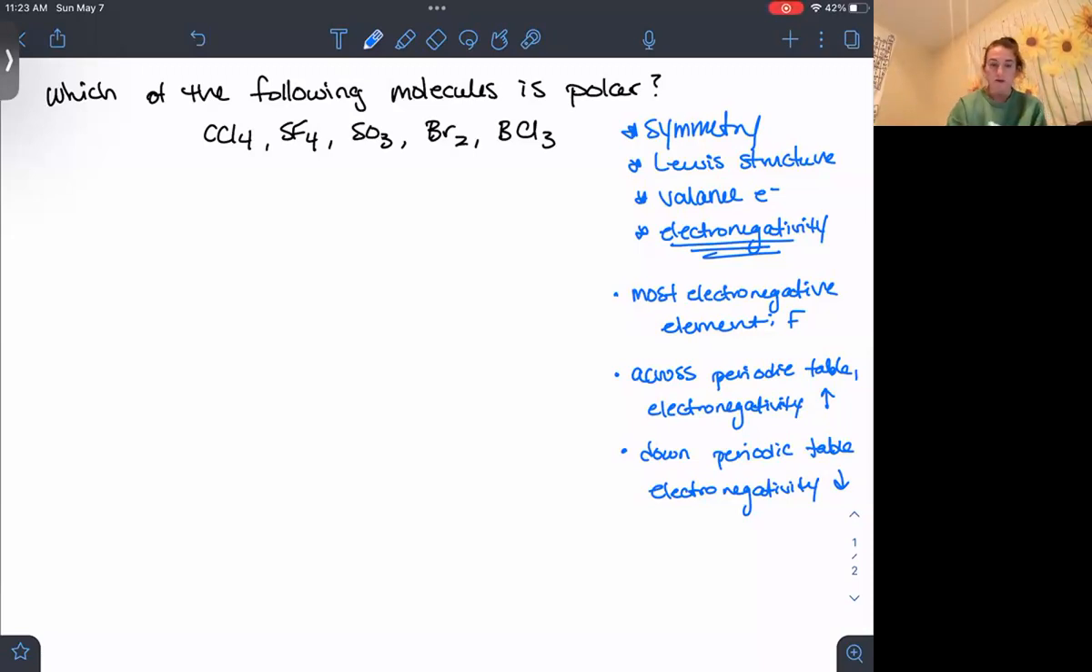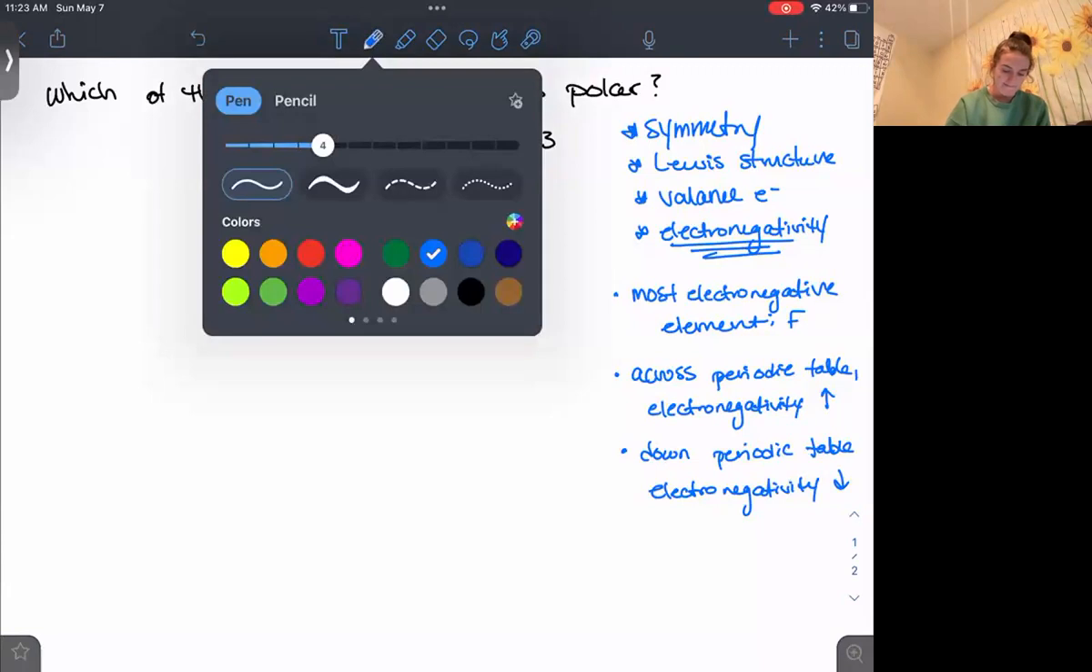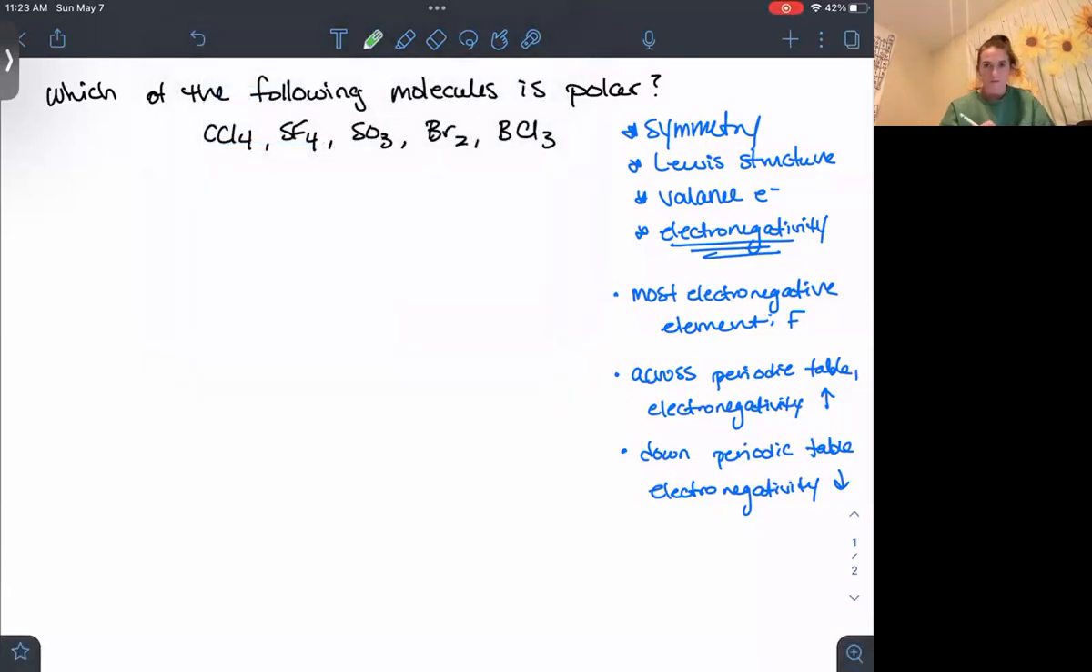Okay, so for CCl4, what atom is going to go in the center? Good, carbon's going to go in the center. How many bonds do we put around that carbon? Good, we're going to have 4. And how many electrons does one bond count for? Good, we have 2 electrons. So how many electrons did we use during this one? Good, we used 8.